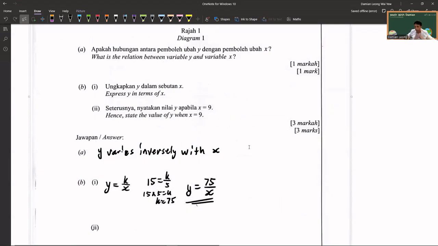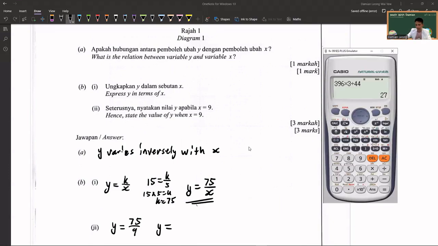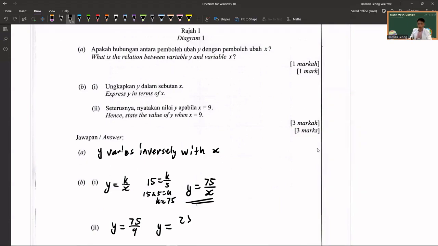Then B2, state the value of y when x equals 9. So just use this equation that we have formed. Sub in the x value, 75 over 9. So y equals, just take 75 divided by 9. I get 25 over 3. You can leave it in fraction. That's for question 1.